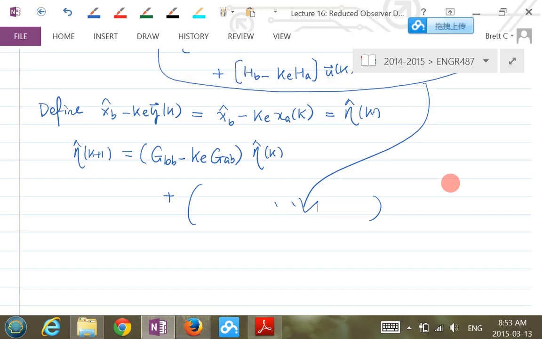But you also got to bear in mind, what are we doing here? Ultimately, what we want is the estimation error to go to zero. What's the estimation error? It's the actual one minus xb hat, right? Does this give us this estimation error, and can it make it go to zero? That's basically the idea.